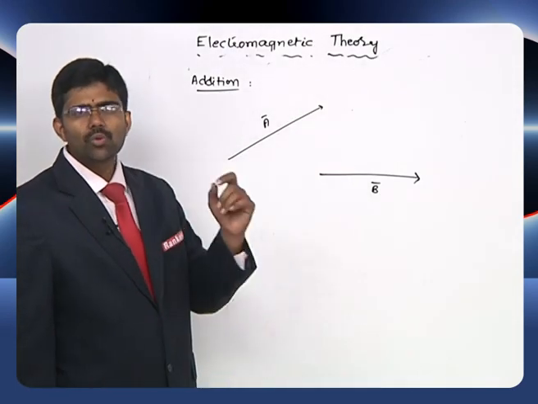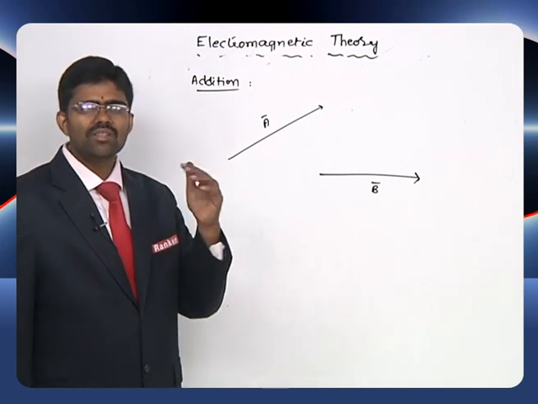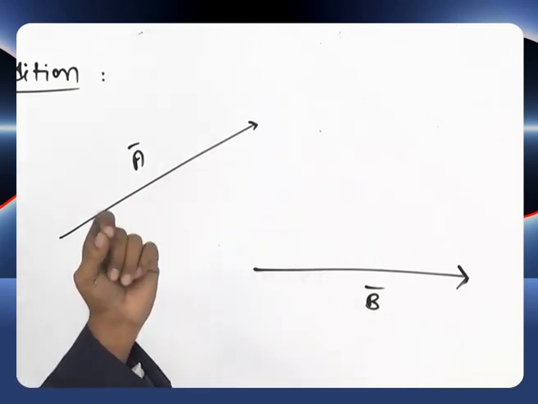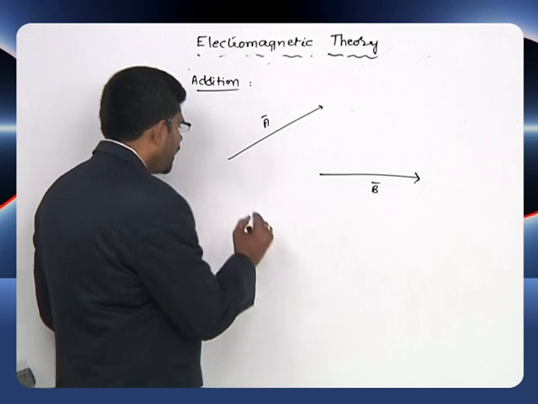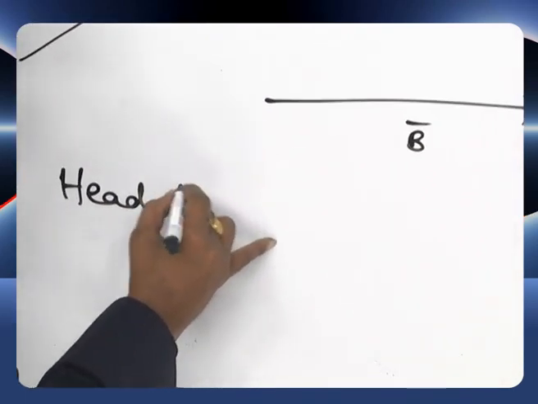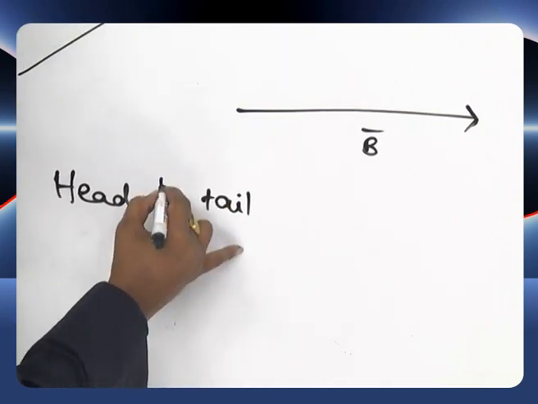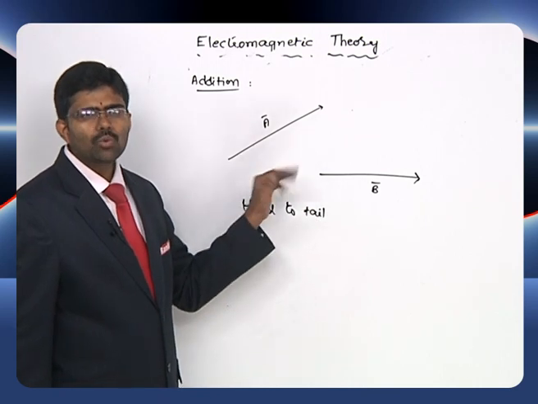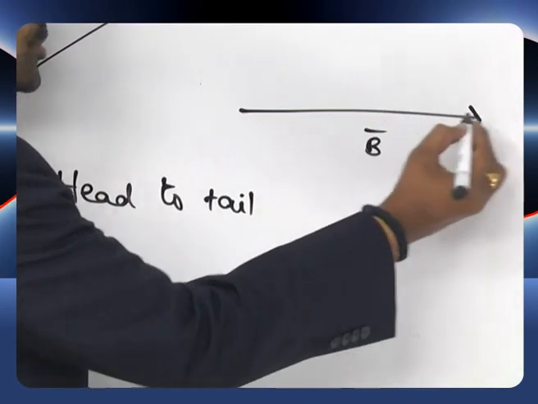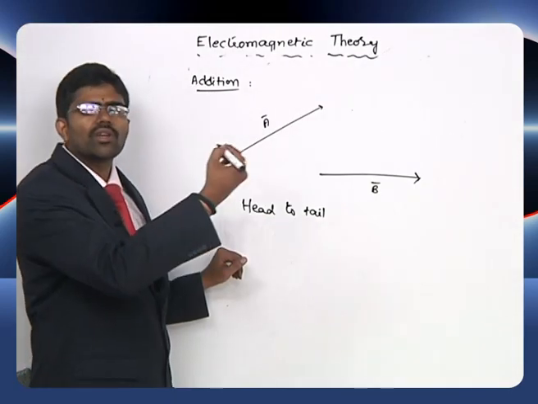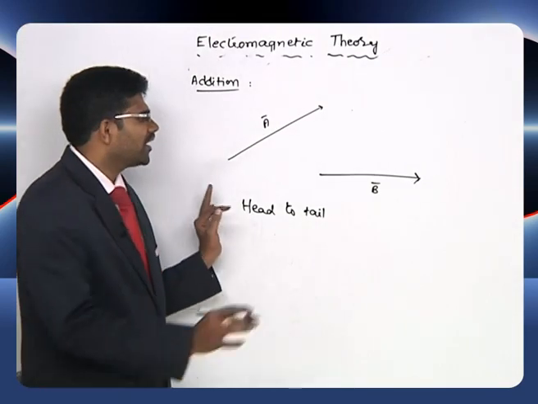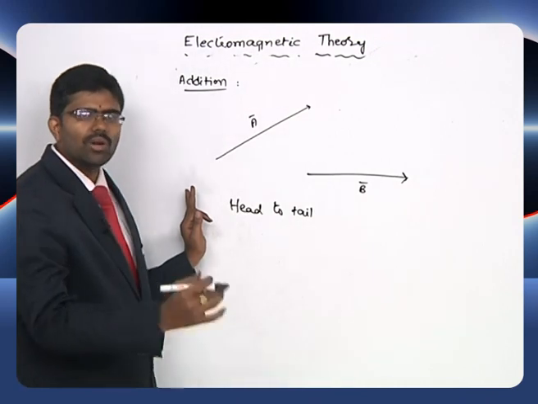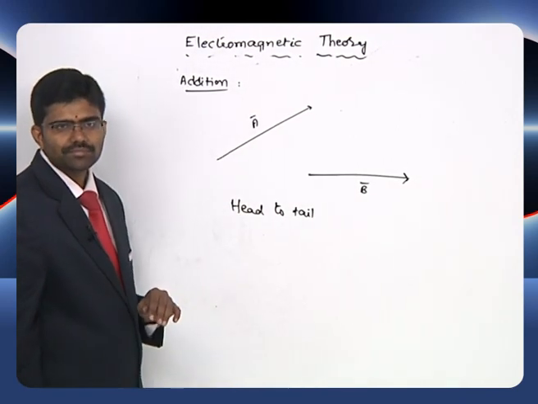For that we have a simple rule called the head to tail rule. Another rule is the parallelogram rule, but this head to tail rule is very interesting and a very simple rule to add two vectors. Some may call this head and tail, but head to tail and head and tail are both the same. The rule is like this: we need to join the head of one vector with the tail of another vector. Don't bother about which is the head and tail of which vector, just the head of one vector will be joined to the tail of another vector, whatever it may be, either a bar or b bar, right.